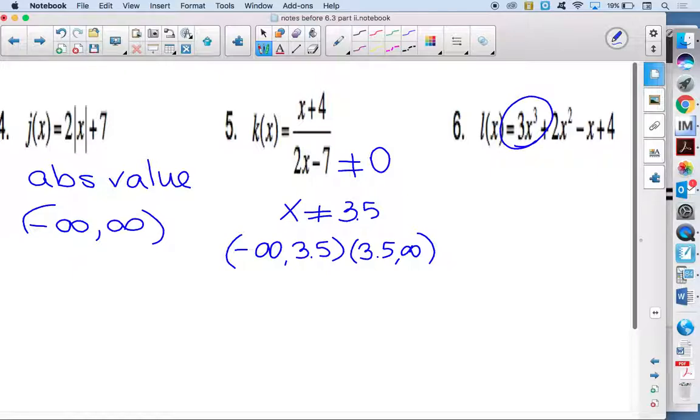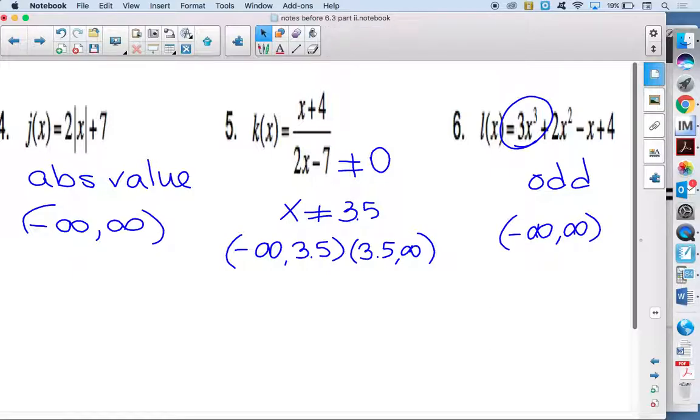What kind of function is the last one? The last one, I'm not sure, what's the largest power? It is to the cube. And is that even or odd? That's odd. So that would be negative infinity to positive infinity. Exactly, negative infinity to positive infinity.